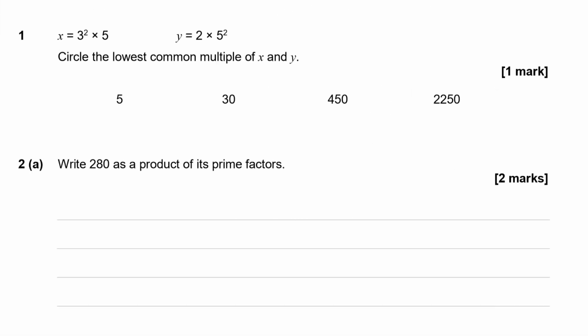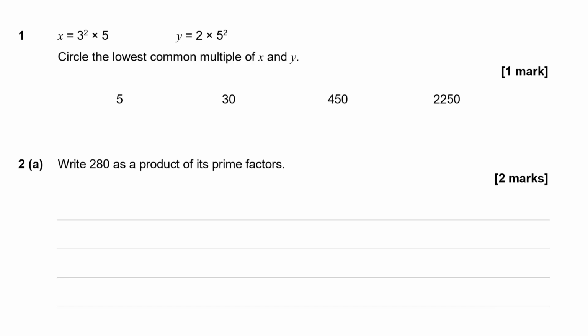Question 1. I've got two numbers, x and y, and they've been given as a product of their prime factors. So I've got 3 squared times 5, that's x. Well, 3 squared is 9 times 5 is 45, so x is 45, but it's written down as a product of its prime factors. And y is 2 times 5 squared. 5 squared is 25 times 2 is 50, so y is 50, but again it's just been written as a product of its prime factors. Okay, so circle the lowest common multiple of x and y.